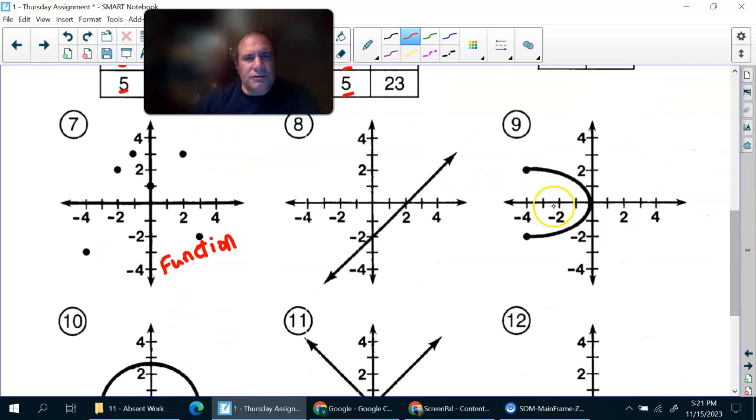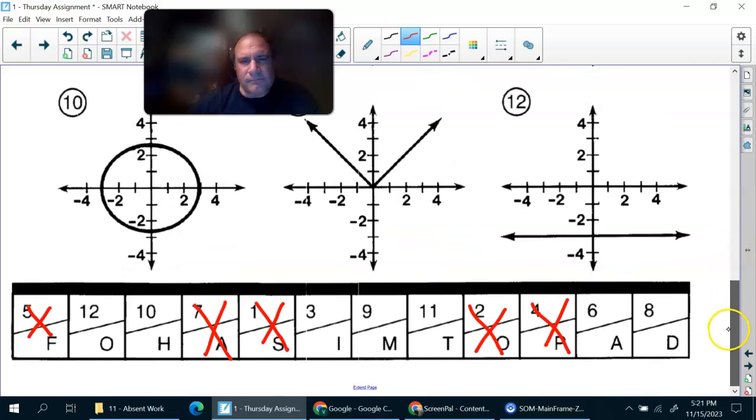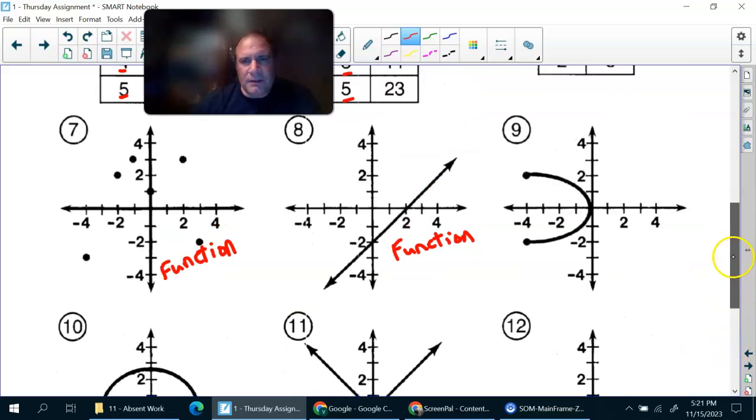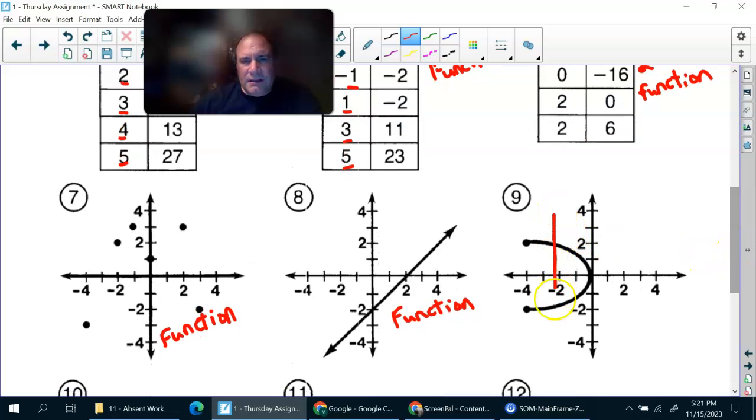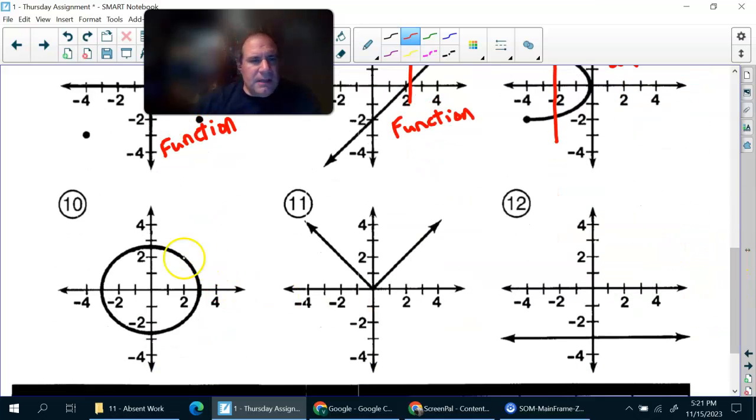Right, that's a function. This is a function. So we're crossing 8 out as well. This right here, we're going to do the vertical line test. Vertical line test, that's once. This is twice, not a function. Not a function. Crosses twice, not.